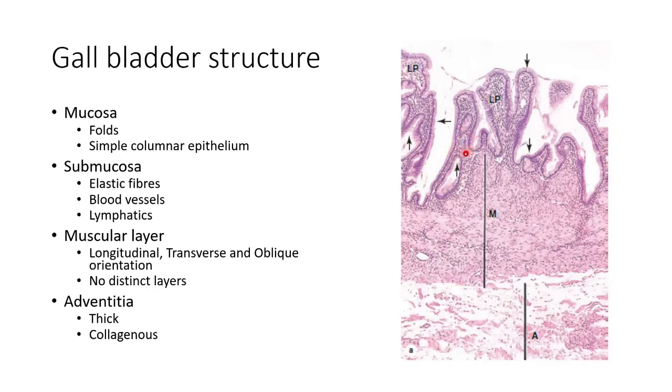You have a muscular layer in which there are muscle fibers arranged in 3 directions. You have muscles arranged in longitudinal, in transverse, and in oblique directions. These are not formed in distinct layers, but muscles going in all these directions can be seen in this muscular layer. And outside you have a thick adventitia, a collagenous tissue, which helps to attach the gallbladder to the liver.